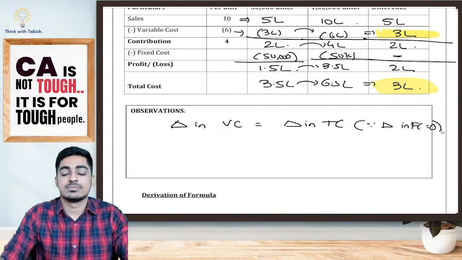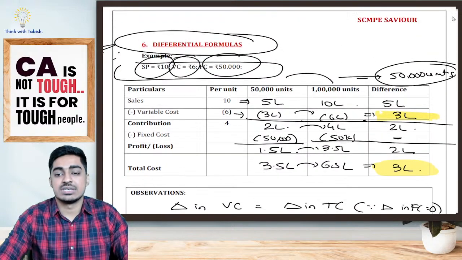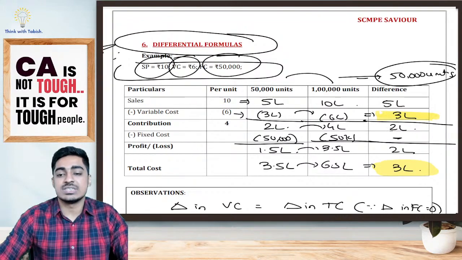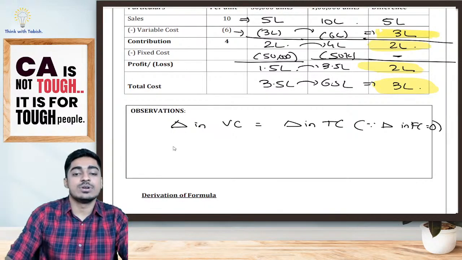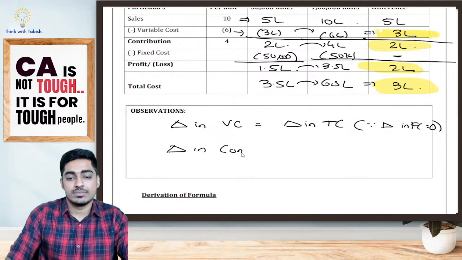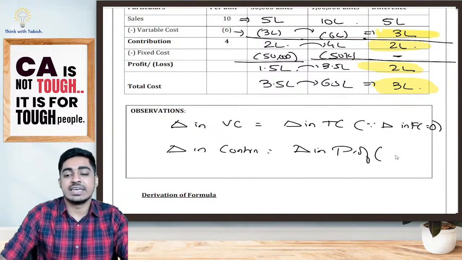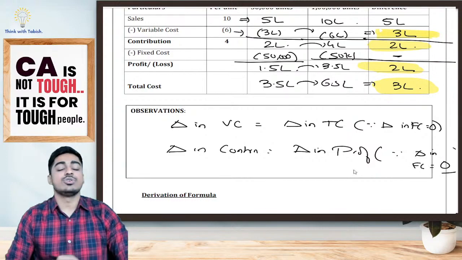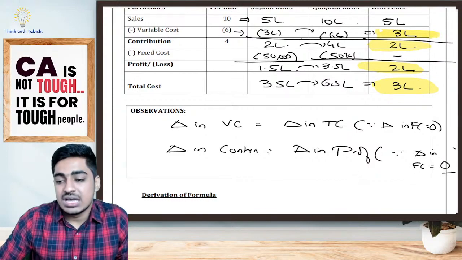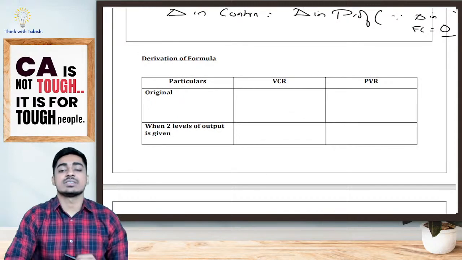Second observation, change in contribution, how much is it? 2 lakh. Change in profit, that is also 2 lakh. So change in contribution will be equal to change in profit. Why is it? Again, because change in fixed cost is 0. These are the two main observations. Based on this, how do we develop the differential formulas?